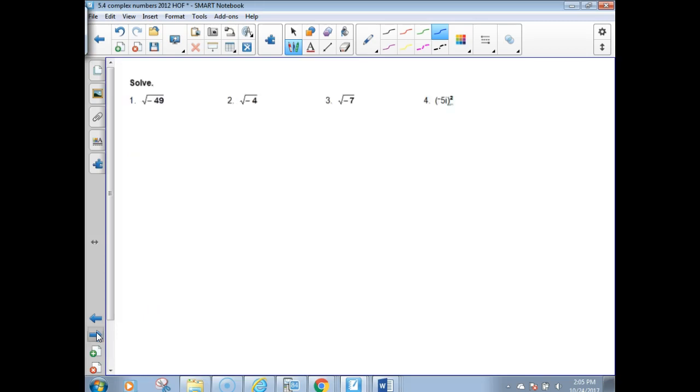Let's try something else first. Let's look at how we simplify the square root of negative 49. Well, you pull out your i, and then you take the square root of 49, which is 7. So this would be 7i. And no, you don't have to write that step right there. So what's the square root of negative 4? Well, it's definitely not 2, but it's 2i. And this one, square root of negative 7, is i times the square root of 7.